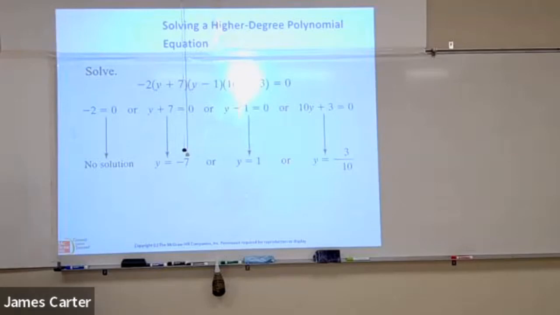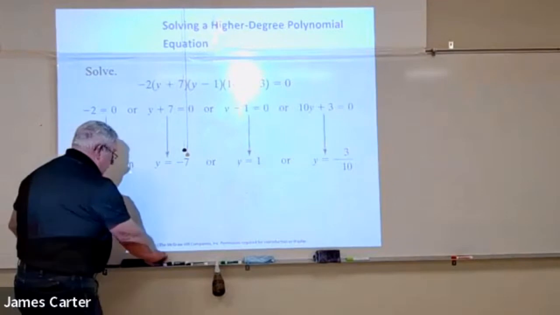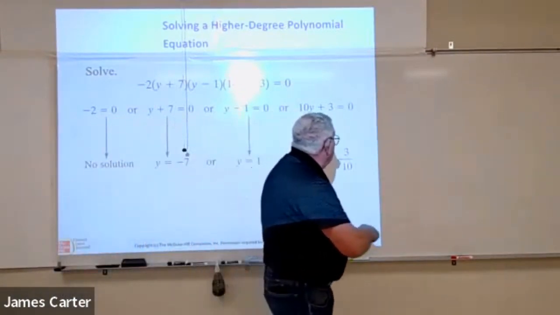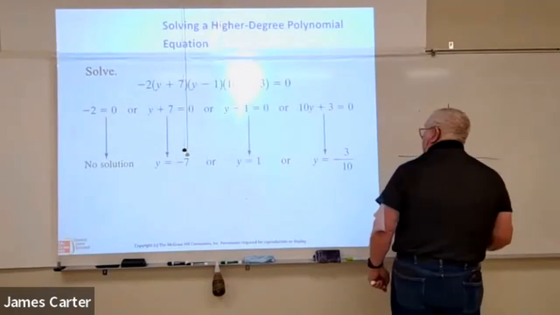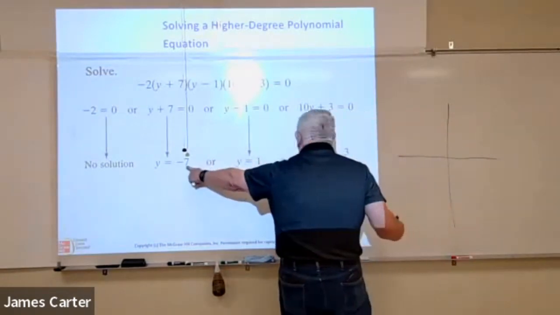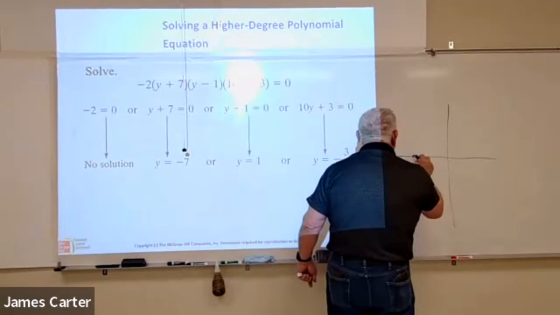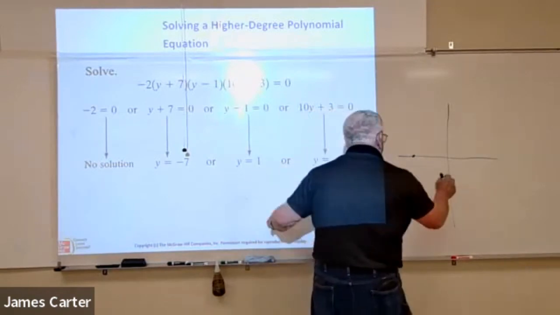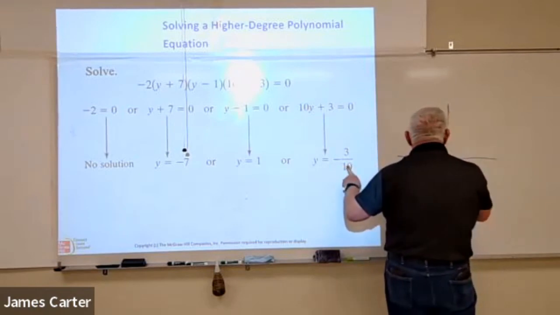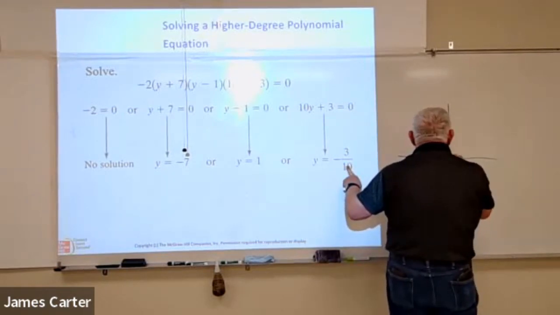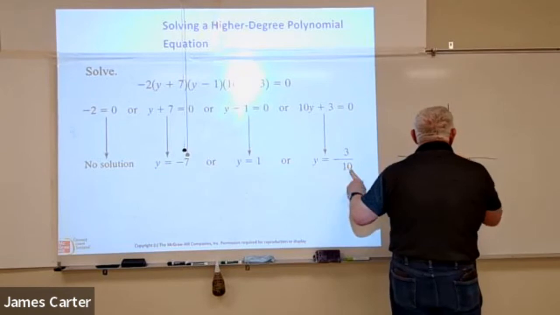Now, not that you're terribly interested in this, but if we ever wanted to graph that thing, I've got 3 points where it crosses the x-axis, right here, and -3/10 is about right here. Okay.